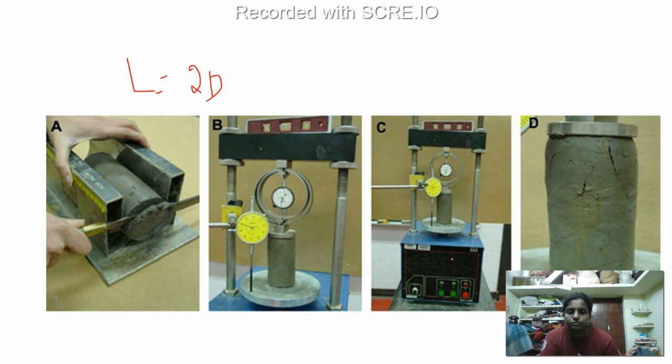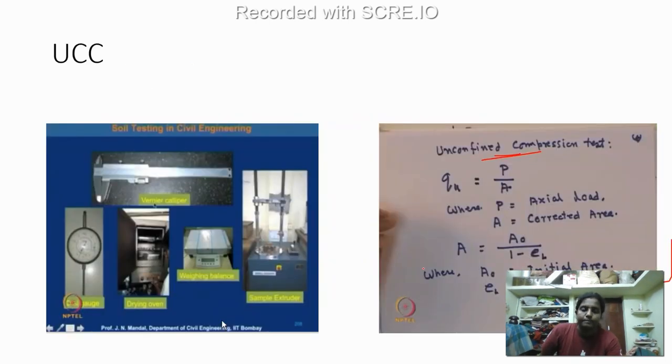So you have to note down the movement of this plate also, at a particular rate, and you have to note down the rate of strain. So you are going to get your axial load, and you are going to divide it by your corrected area. So what is this corrected area? You can see that the plate is moving in the upward direction.